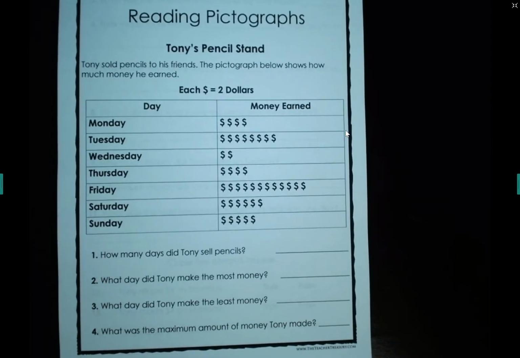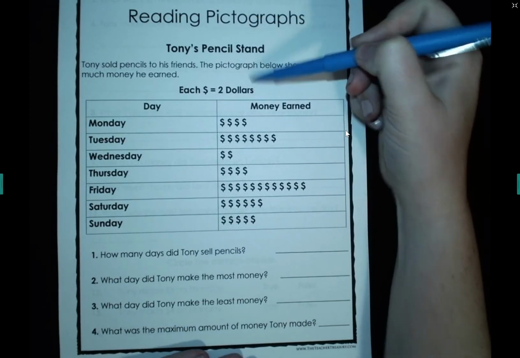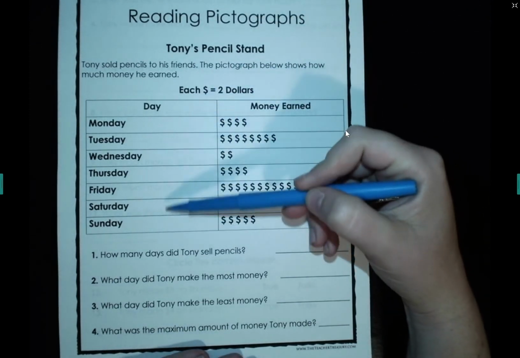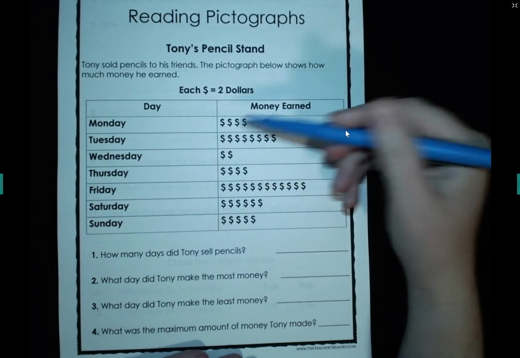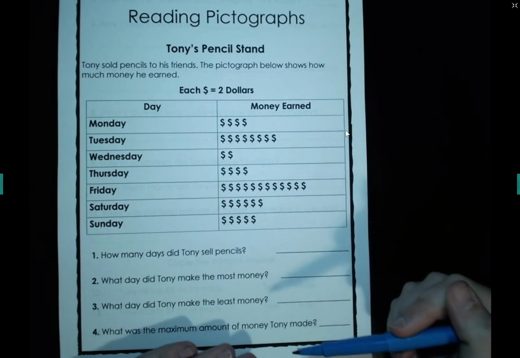So this is another pictograph that has been done for us. We have our title, we have our key, and we have our categories here. And again, I'm going to go ahead and put my numbers in here just to make it easier to answer my questions.